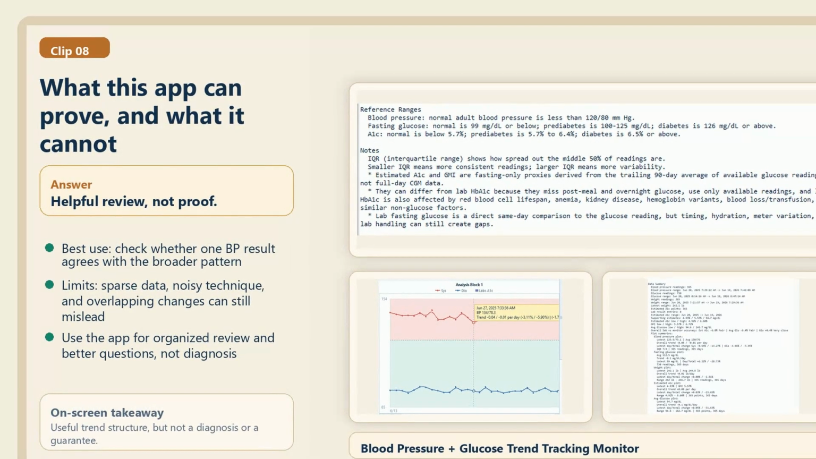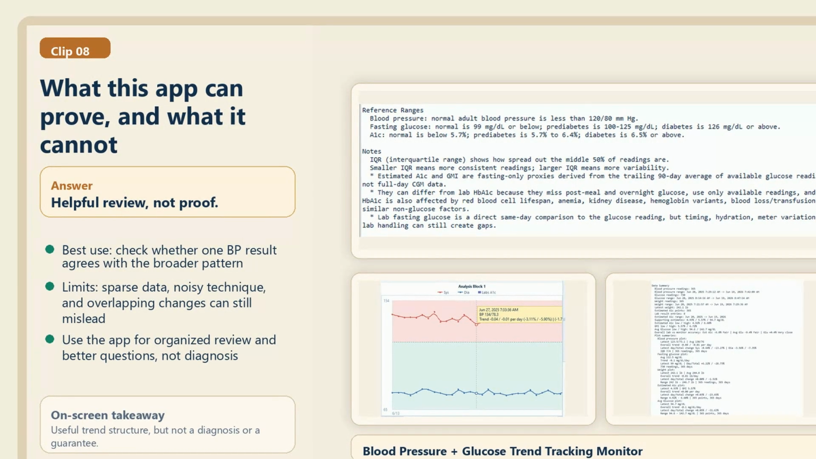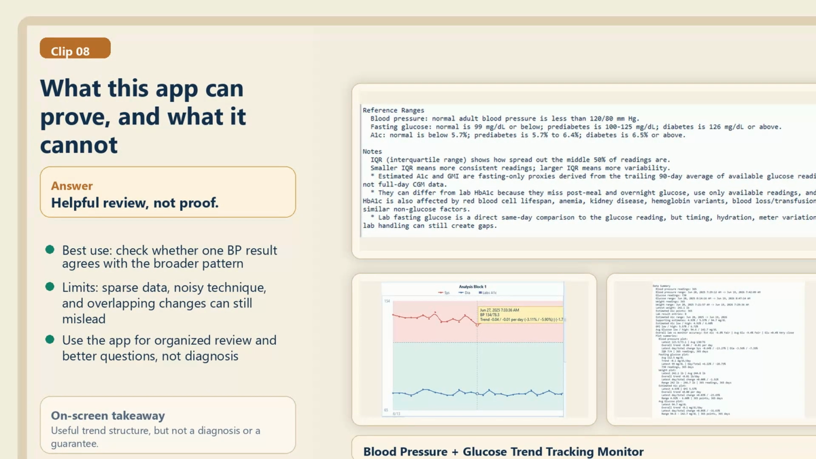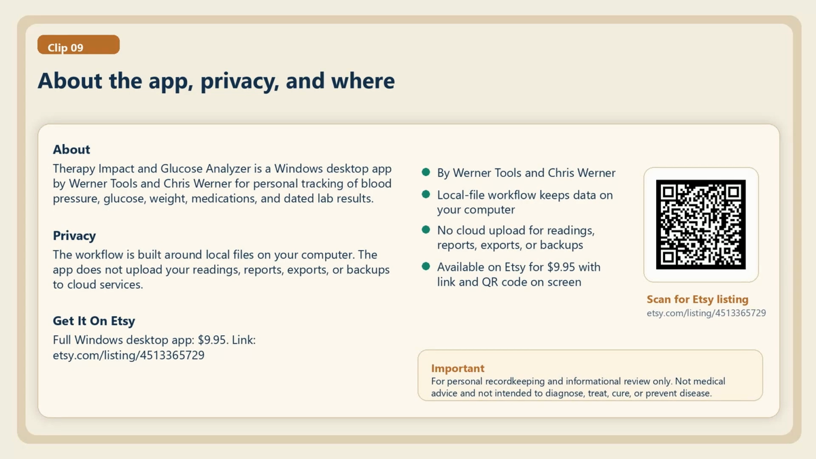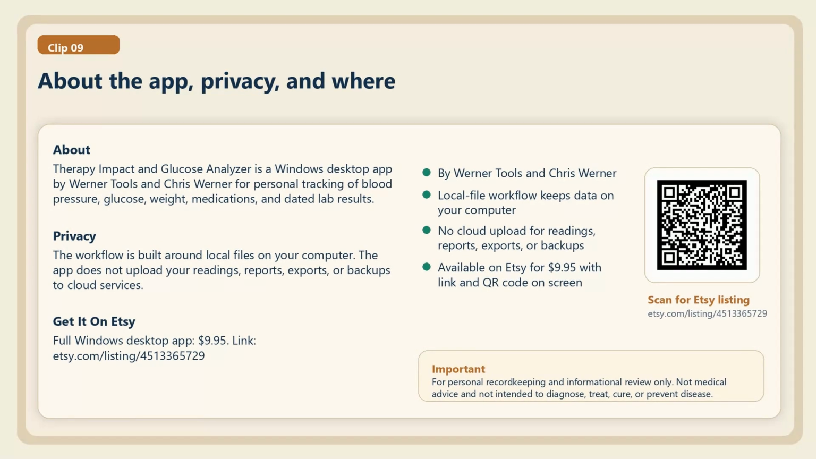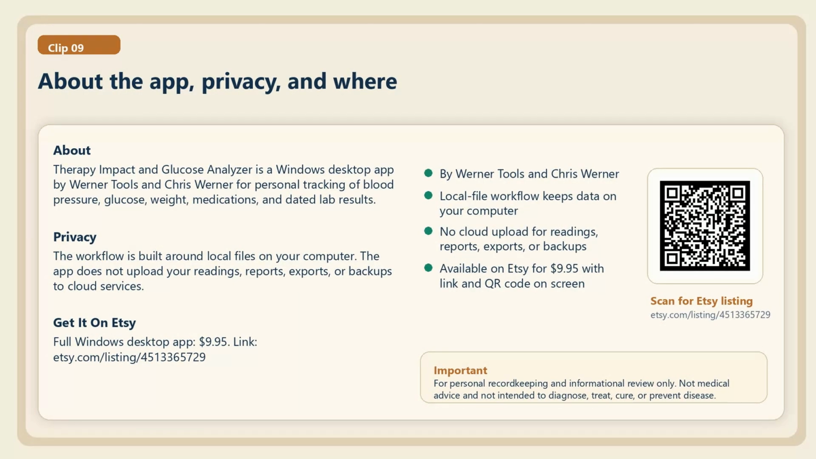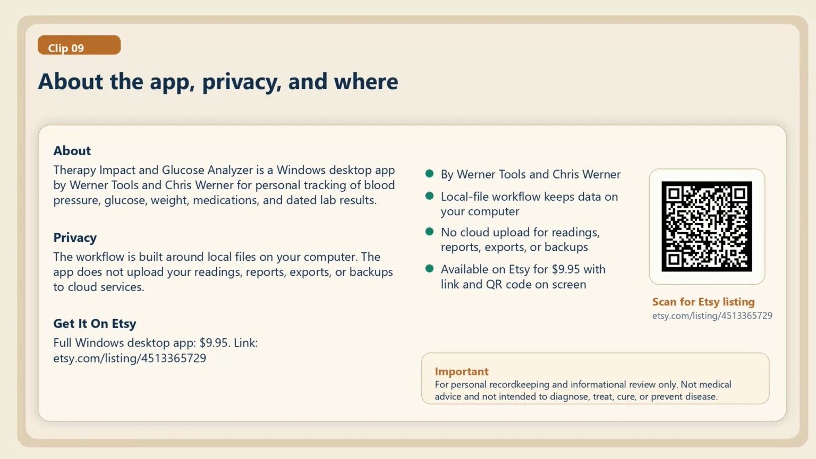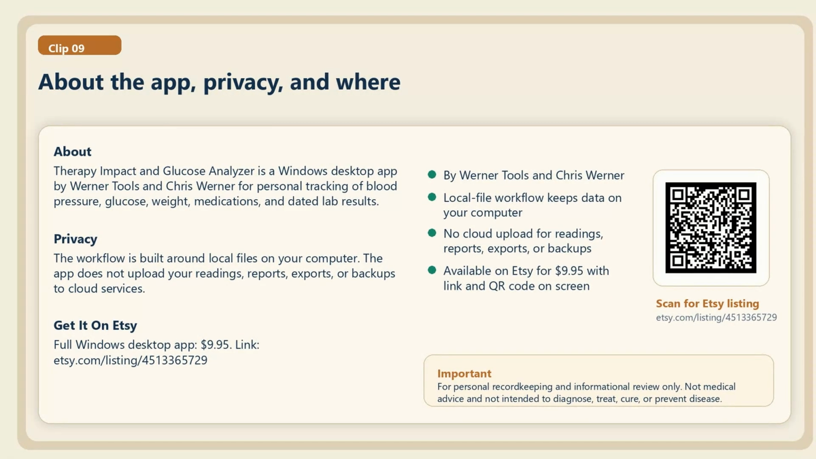About the app, privacy, and where to get it. Therapy Impact and Glucose Analyzer is by Werner Tools and Werner. It is a Windows desktop application for personal tracking of blood pressure, glucose, weight, medications, and dated lab results. Privacy is straightforward because the workflow is built around local files on your computer, and the app does not upload your readings, reports, exports, or backups to cloud services.